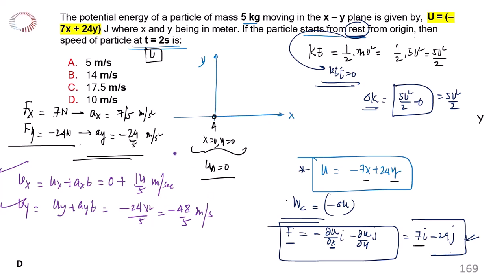You are asked to calculate the speed. What is speed? Speed is basically the square root of vx square plus vy square. The speed of the particle would be equal to the root of 14 by 5 whole square plus 48 by 5 whole square, in meter per second. To calculate it, how much?